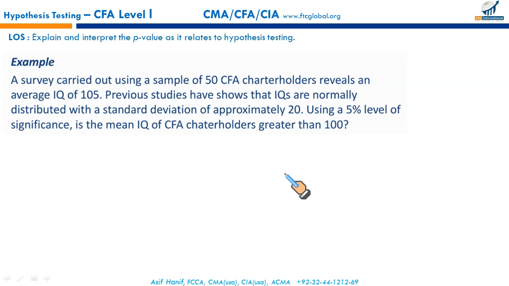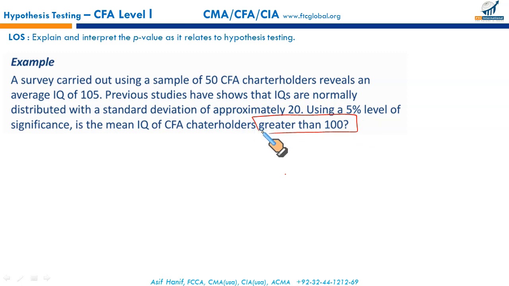A survey carried out using a sample of 50 CFA charter holders reveals an average IQ of 105. Previous studies have shown that IQs are normally distributed with a standard deviation of approximately 20. Using a 5% level of significance, is the mean IQ of CFA charter holders greater than 100?